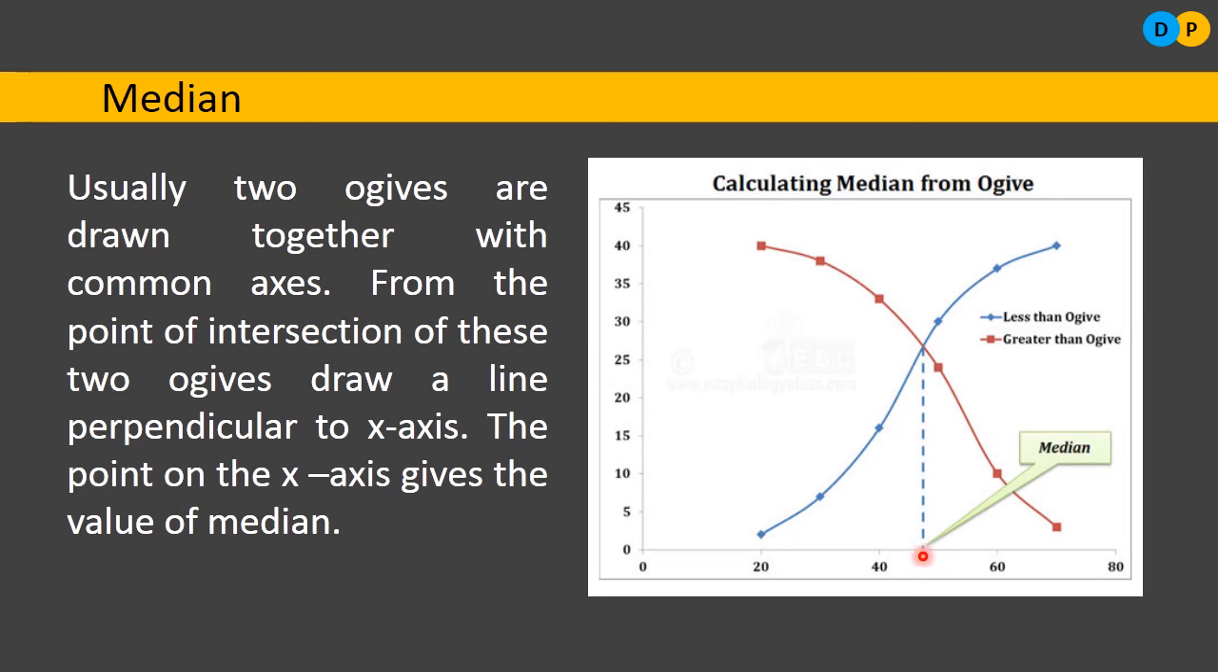So how to find the median? Usually both the less than Ogive and the more than Ogive share a common x-axis, with both lower limit as well as upper limit considered on the same x-axis, while cumulative frequencies are on the y-axis. So from the point of intersection of both the less than Ogive and the more than Ogive, we draw a line perpendicular to the x-axis, and the point where it meets the x-axis is the value of the median.